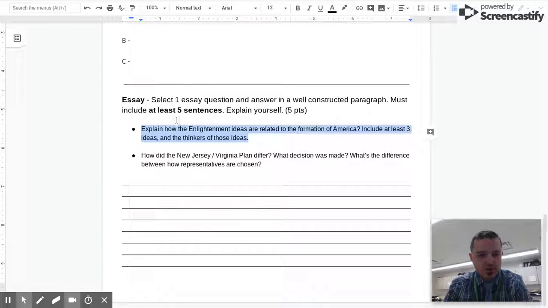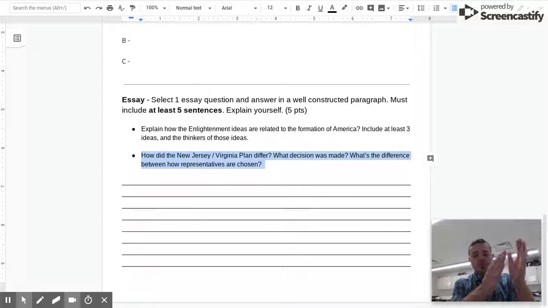And finally, how did the New Jersey plan and the Virginia plan differ? What decision was made? What's the difference between how representatives are chosen? Remember, New Jersey was a small state, so they wanted a unicameral government, a one-house legislature, where they thought, because we're small, we want equal representation amongst our states. They also wanted 3 branches of government. Virginia also wanted 3 branches of government, but they wanted a bicameral government, a 2-house legislature, based on population.